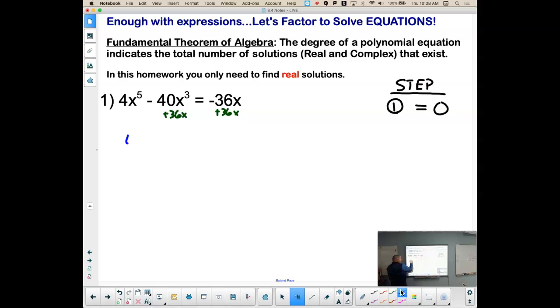So that's going to be 4x to the 5th minus 40x cubed plus 36x equals 0. And you want to write that in standard form. Biggest exponent first, then the next biggest, then the next biggest, and so on and so forth until you get all the way down to the constants. Okay? So that's step number 1. We got it equal to 0. Step number 2.